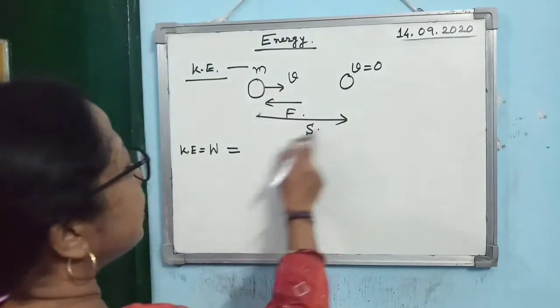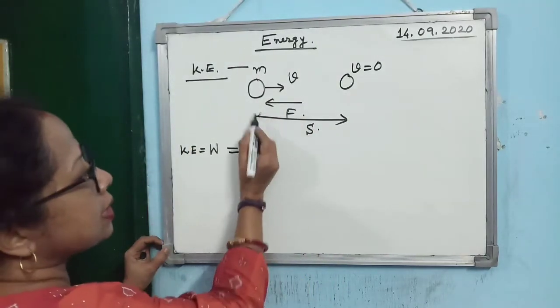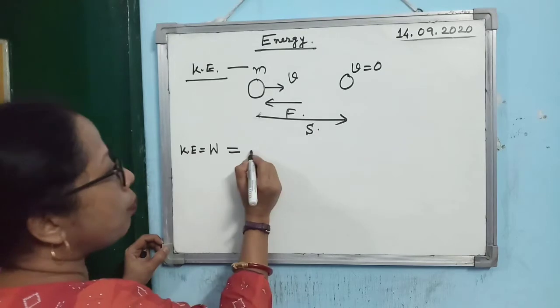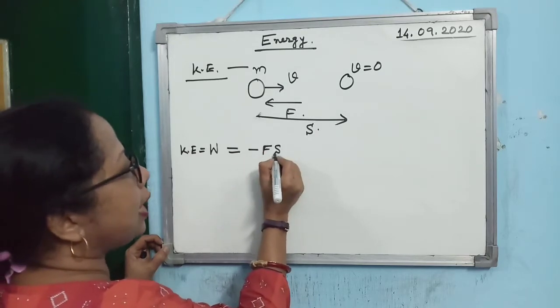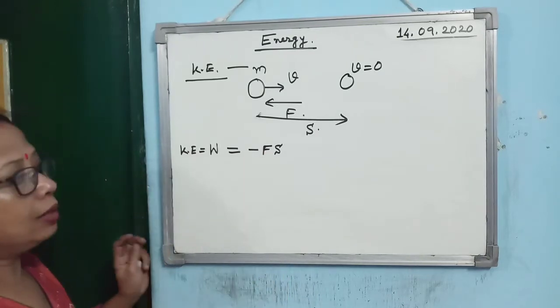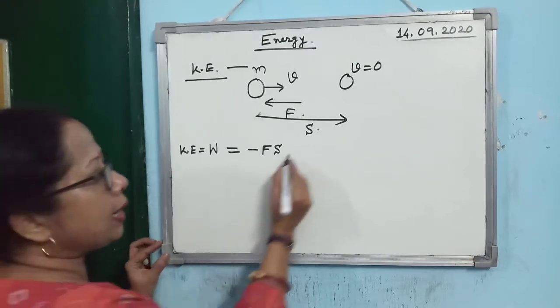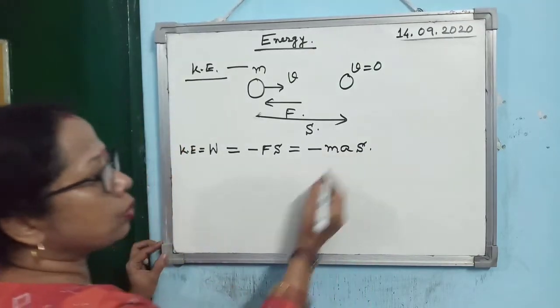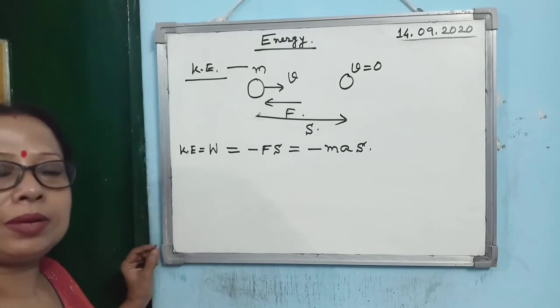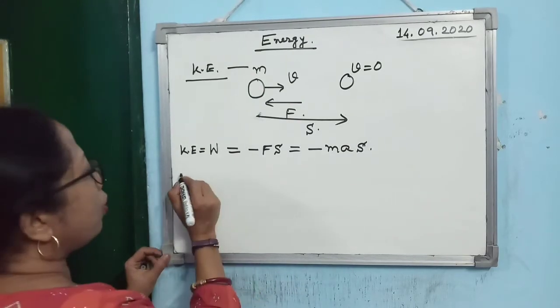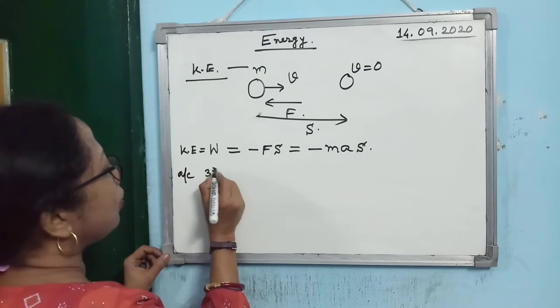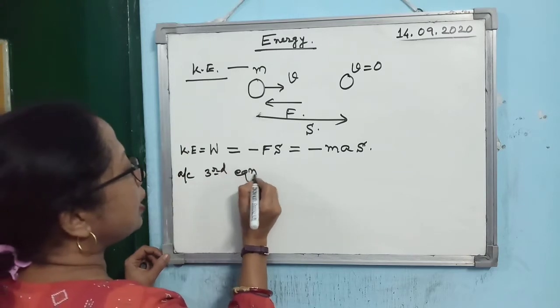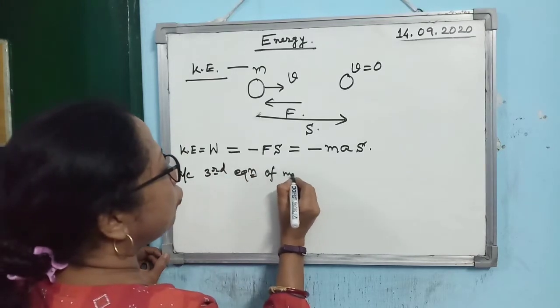So according to this relation, you see force in this direction, displacement in the opposite direction. So one can write the work done as minus F s. Again, force you can write as mass into acceleration. So you can write it as minus m into a into s. Now, according to the third equation of motion, what is the third equation of motion?